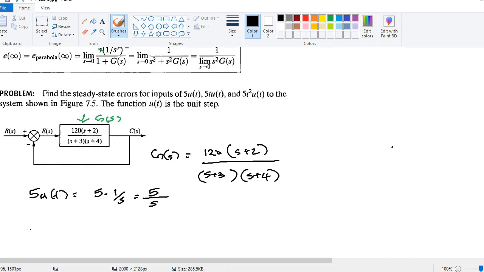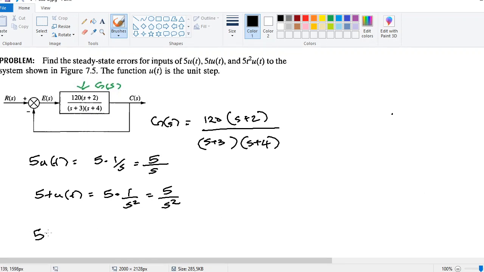Then the next one is 5 into t u of t. We know that t into u of t is a ramp input. So it will be 5 into 1 by s squared, where 1 by s squared is the Laplace transform for a ramp input.